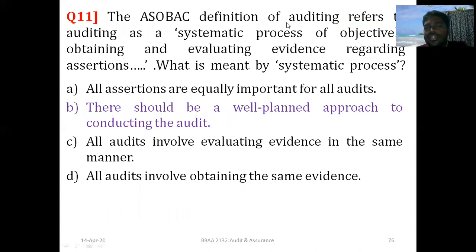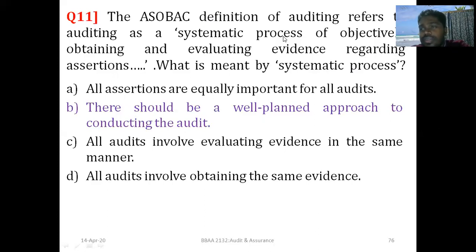The ASOBAC definition of auditing refers to auditing as a systematic process of objectively obtaining and evaluating evidence regarding assertions. Then the statement finishes. The question is, what is meant by systematic process? As per this definition, ASOBAC, no? The statement of basic accounting concept, definition of auditing refers to it as a systematic process.